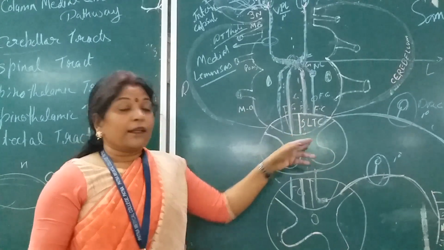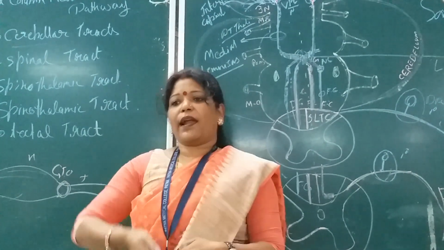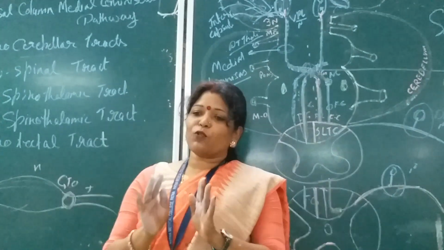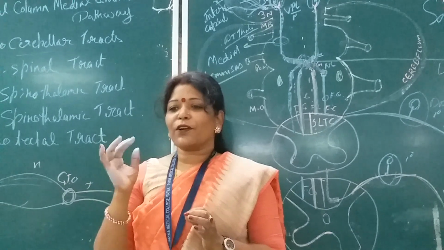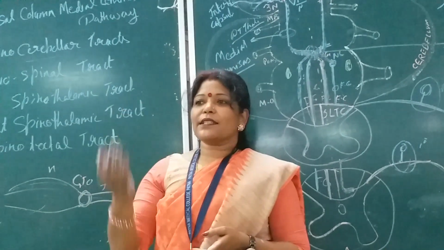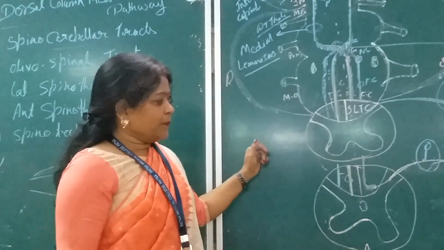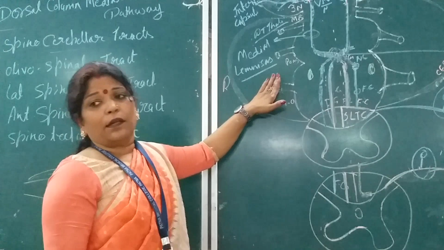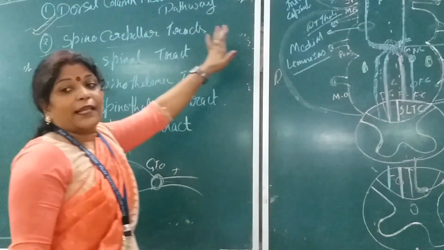That's why there are two different tracts. We have divided it below T6 and above T6. Below T6 you will get only the fasciculus gracilis, and the other name for that tract is the tract of Goll, and above that this is the tract of Burdach, isn't it? So it is like that. So this was the dorsal column medial lemniscus pathway.